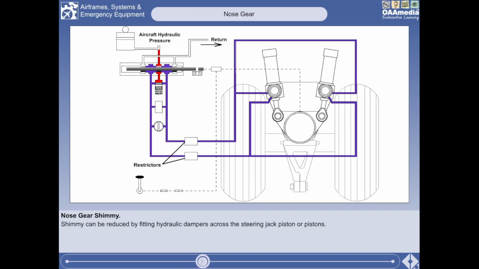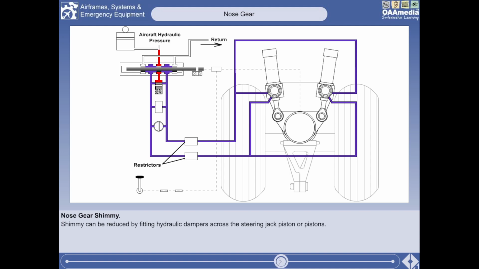The best ways to keep shimmy to a minimum are to maintain the nose gear correctly, replacing worn-out parts, and by maintaining correct tyre pressures. However, many nose wheels are still prone to shimmy, and there are a number of methods used to try and reduce its effects.